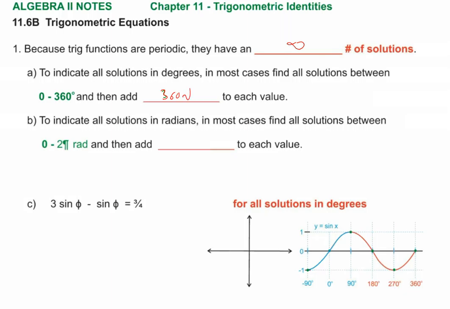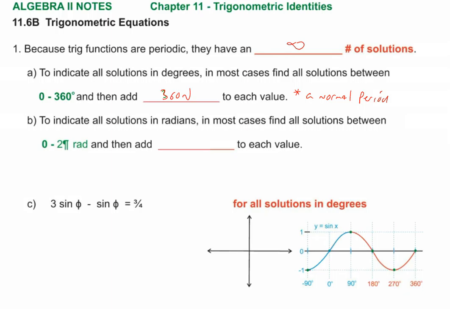360n to each value. Now put a little asterisk here because this is for a normal period. And again, I'm talking about the sine and cosine, not talking about the tangent, because the tangent period is 180. If you were doing the tangent, it'd be 180n. This is for a normal period. Later on, we're going to deal with different periods, and we're going to have to take that into account.